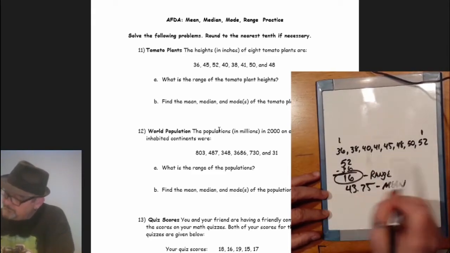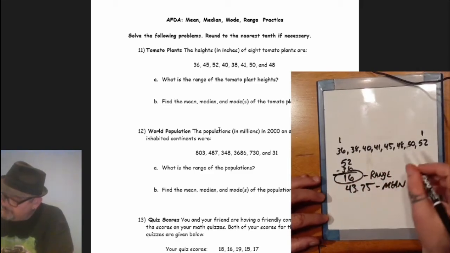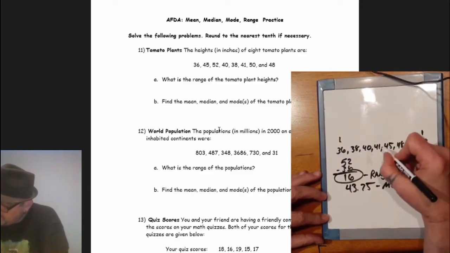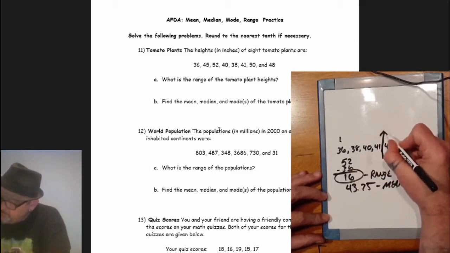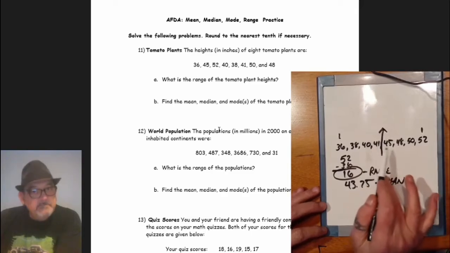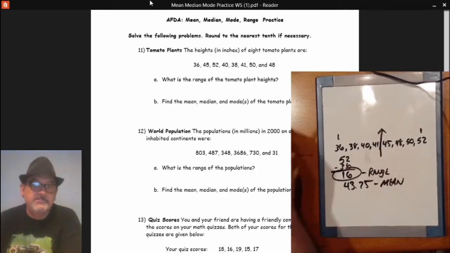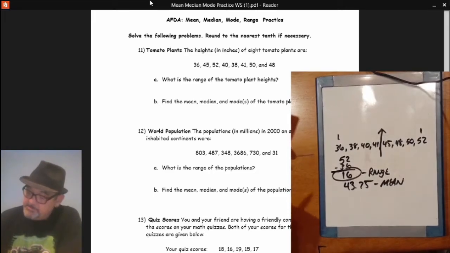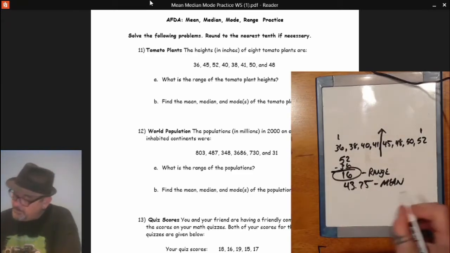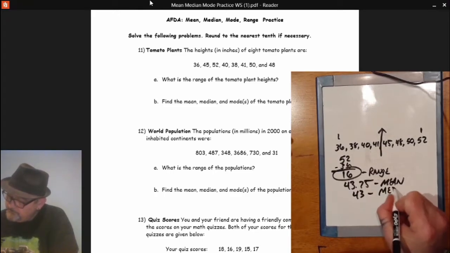The median, the middle number. So 1, 2, 3, 4, 5, 6, 7, 8. That means there's going to be 4 on each side. So the median is going to be right in between these two. Now, guys, don't forget, if it falls in between two numbers, take the average of those two numbers, meaning just add those two numbers together and divide by 2. So 41 plus 45 is 86, divided by 2 is 43. So 43 is the median.